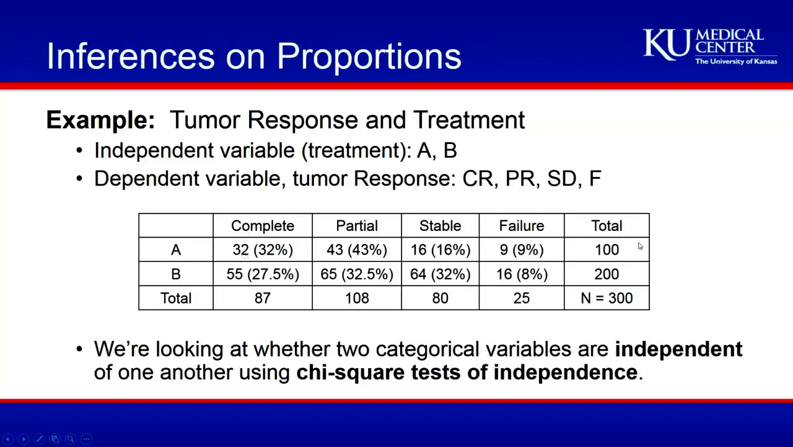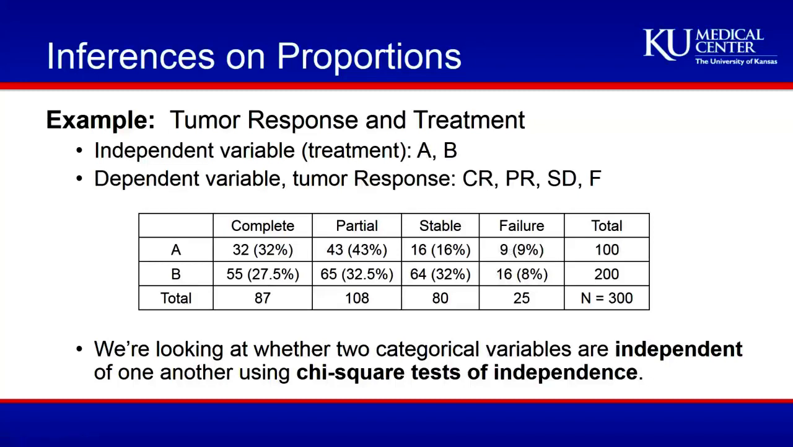So 32 out of 100 who received treatment A were complete responders. 55 out of 200 who received treatment B were complete responders. And then I could look at the failures as well. 9 out of 100 and 16 out of 100.